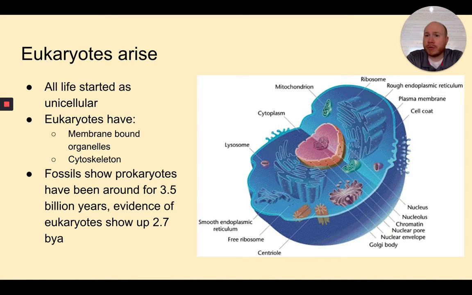So prokaryotes don't have a nucleus, they don't have an endoplasmic reticulum, they don't have vacuoles, they don't have those inner membranes like a eukaryote will. And fossils show that prokaryotes, the predecessors of eukaryotes, have been around for probably about 3.5 billion years. And we have evidence of eukaryotes showing up around 2.7 billion years ago, which would be our ancient single-celled ancestors. Prokaryotes were around for quite a while, actually. So we're looking at about 0.8 billion years, or 800 million years, before eukaryotes started to come about.